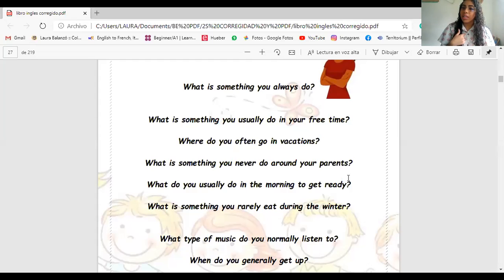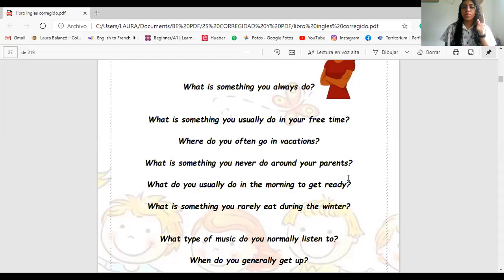I usually have a quick shower and wear my makeup, right? Me tomo una ducha, usualmente tomo duchas y me arreglo, right?